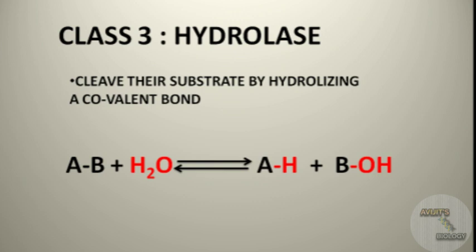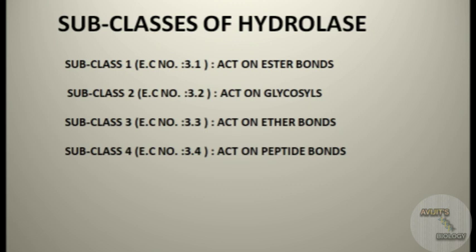These hydrolase enzymes can also be subdivided into 13 subclasses, and among these 13 subclasses, I have discussed the first 4 subclasses. The first subclass, that is the enzyme commission number 3.1, includes the hydrolases that hydrolyze the ester bonds. The second subclass of this enzyme includes the hydrolases that act on glycosyls. The third subclass of this enzyme includes the hydrolases that hydrolyze the ether bonds, and the fourth subclass of this enzyme includes the hydrolases that act on the peptide bonds, means they hydrolyze the peptide bonds.